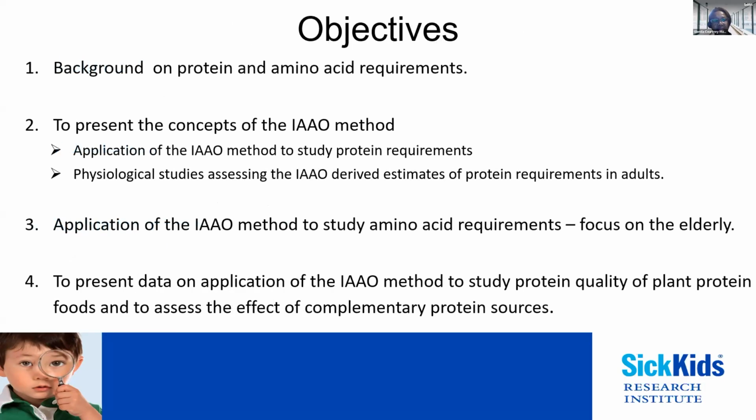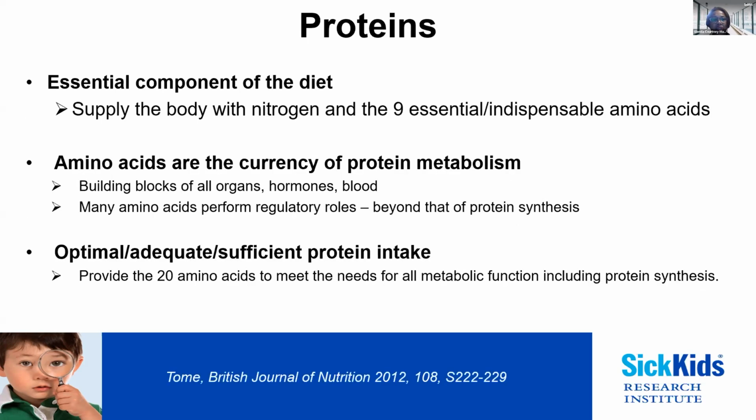And so the objectives today is to present some background on protein and amino acid requirements and to present some concepts and application of the indicator amino acid oxidation method. I'll also present a couple physiological studies looking and comparing the IAAO-derived protein requirements and also to look at the application to study amino acid requirements, particularly in the elderly, and hopefully I get to some protein quality work.